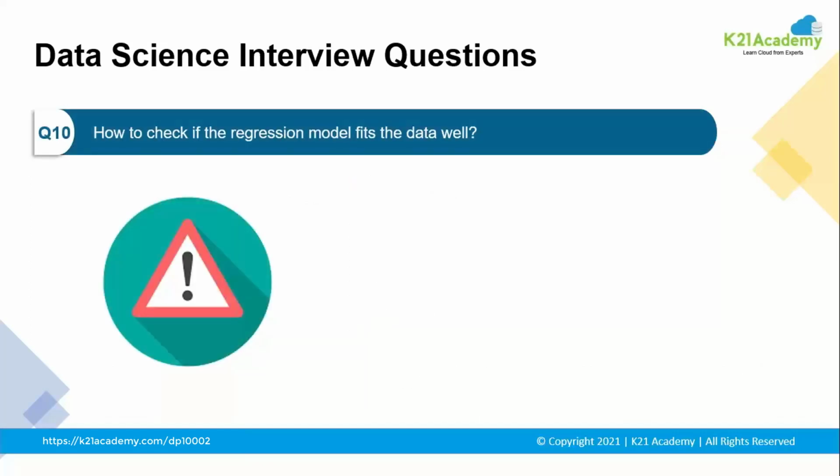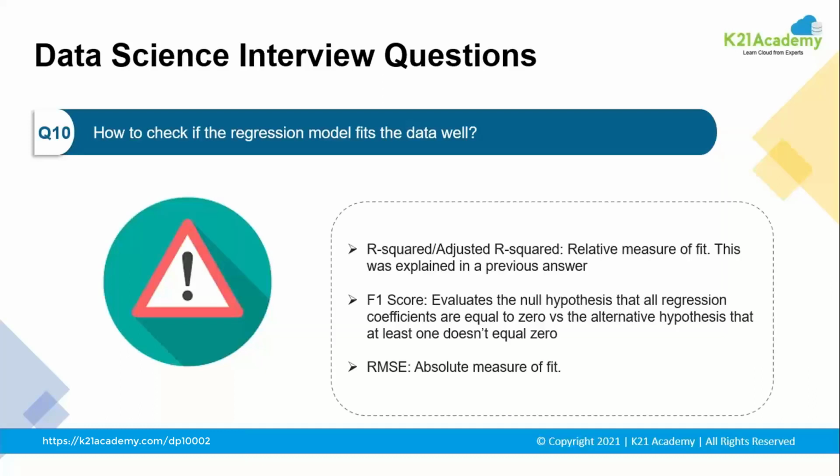All right, moving on to the next question: how to check if the regression model fits the data well? There are a couple of values that you can use here. First off, we can use R-square values. R-square values range from -1 to 1. And the closer the value of R-square is to 1, the better your model is. The other option that we have is the F1 score, okay? And then we also use mean absolute error.